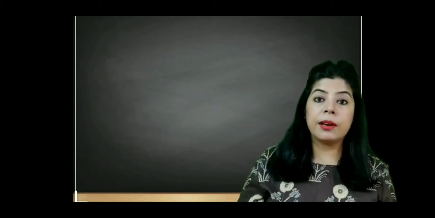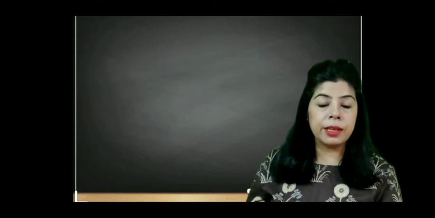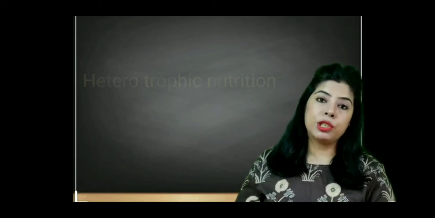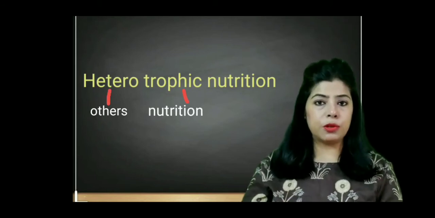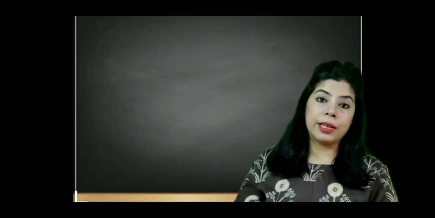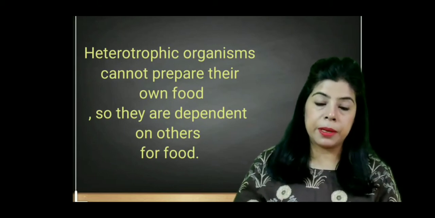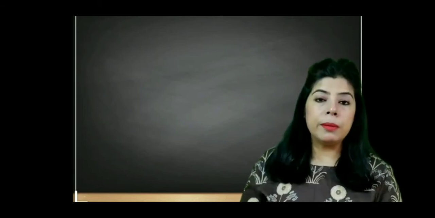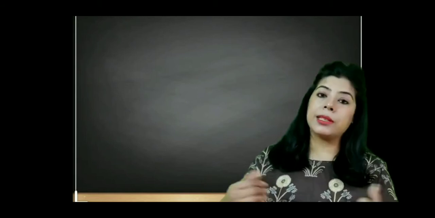And not just green plants, there are various kinds of bacteria, some cyanobacteria, some blue-green bacteria, some sulfur bacteria. They can also make their own food, so they are also autotrophs. The next kind of nutrition is heterotrophic nutrition. Hetero means others and trophic means nutrition. Heterotrophic organisms cannot synthesize their own food by using the inorganic substances present in the environment, so they are dependent upon other organisms for obtaining food. The animals and human beings are all heterotrophs. They cannot make their own food and are dependent upon plants or animals as a source of food.